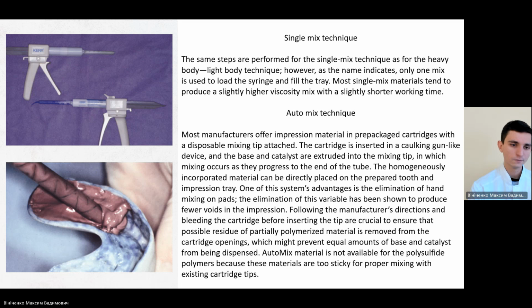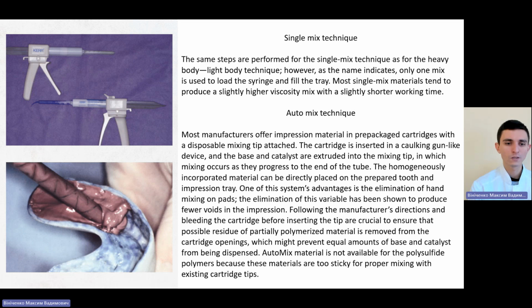Auto-mix technique. Most manufacturers offer impression material in pre-packaged cartridges with a disposable mixing tip attached. The cartridge is inserted into a caulking gun-like device, and the base and catalyst are extruded into the mixing tip, in which mixing occurs as they progress to the end of the tube. The homogeneously incorporated material can be directly placed on the prepared tooth and impression tray.